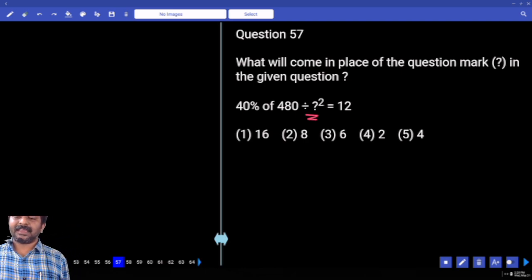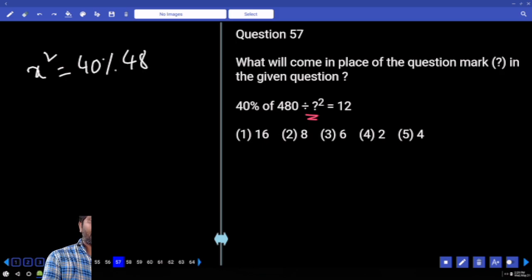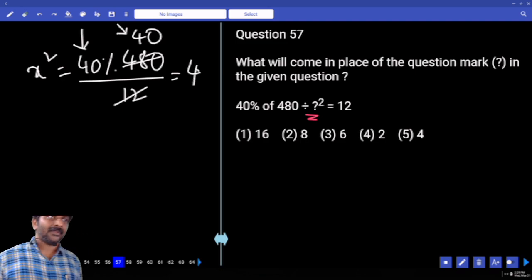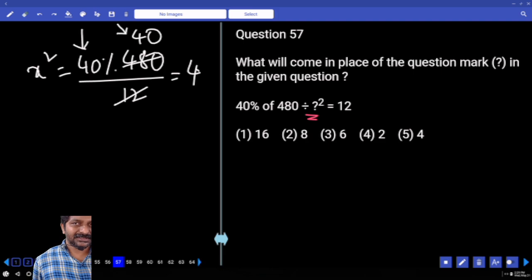Divided by x square can be taken to the right hand side. The right hand side number comes to the left hand side. That means x square is equal to 40% of 480 divided by 12. 12 goes 40 times. You can clearly see the numbers: 4 two times. Then x is equal to 4 only. Otherwise, when you calculate 40% of 40, it is 16, which is 4 square. That is not required. When you can see 4 two times on the left hand side, x square, x is 4.